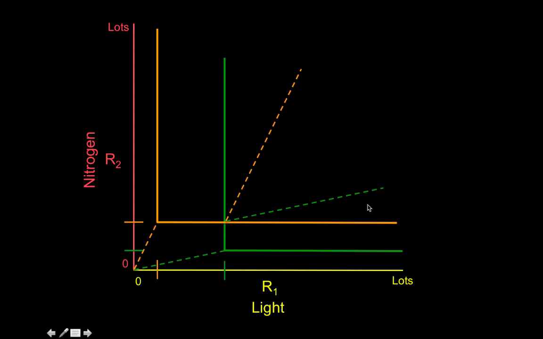If you begin here, you're closer to the yellow species limit, and so this species is going to just continue surviving under low levels of nitrogen, driving the yellow species to extinction, and then the green species will settle at this level of light. And then at that point, intraspecific competition will basically limit the growth of that species.